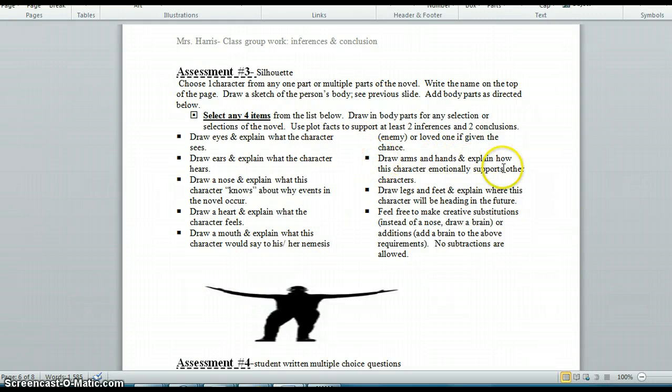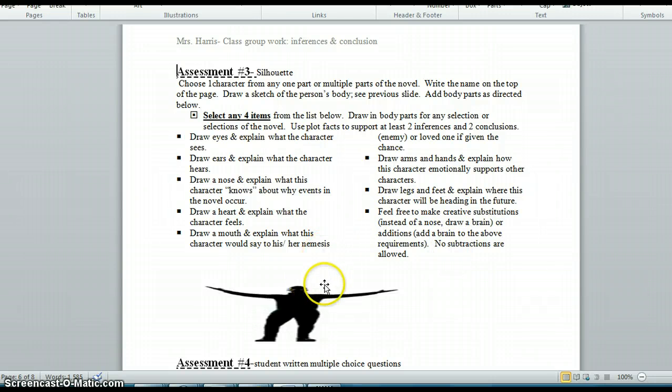Draw arms and hands, explain how this character emotionally supports other characters. Draw legs and feet and explain where this character will be heading in the future. Feel free to make creative substitutions. Instead of a nose, draw a brain. Why does this character make decisions? Or add a brain, you can add whatever you want.